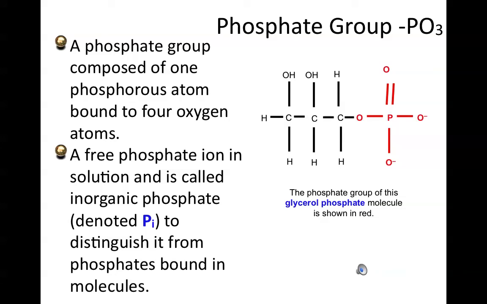Now, a free phosphate ion or free phosphate functional group floating around all by itself is simply illustrated with a capital P and a lowercase i. It could be used for phosphorylation of molecules. It can be used for all kinds of things in a cell. So phosphate groups are incredibly important functional groups.